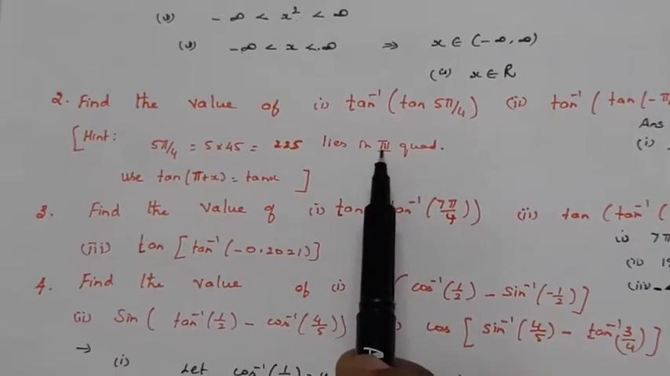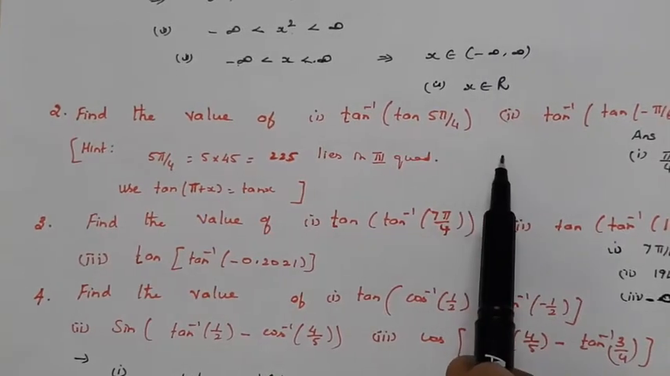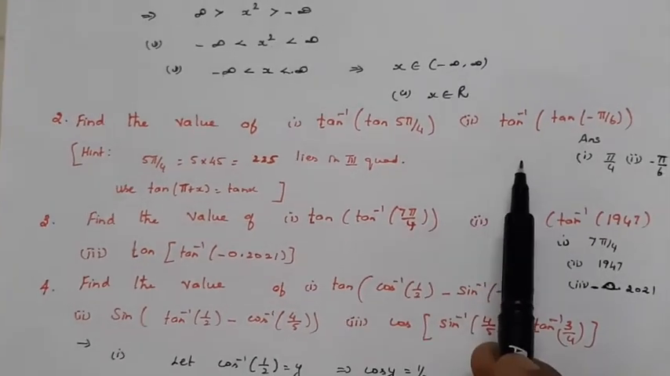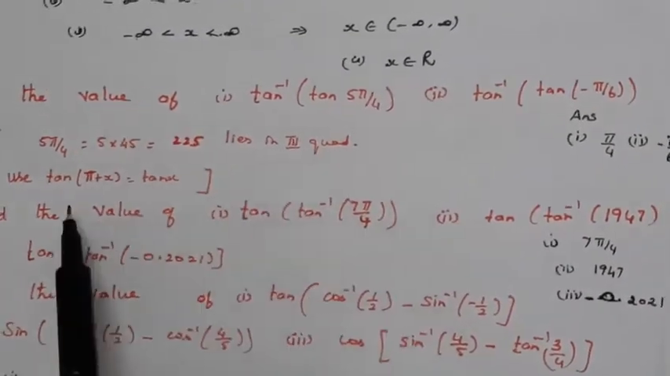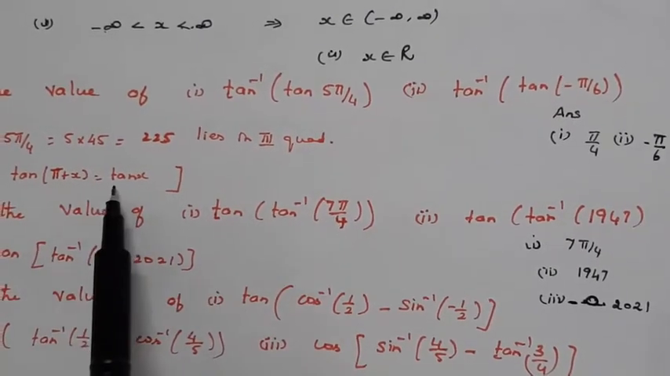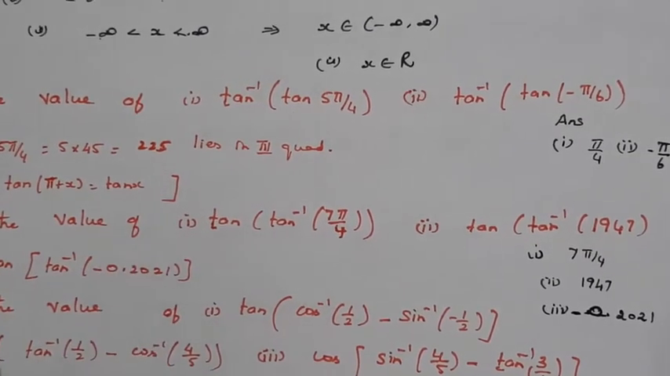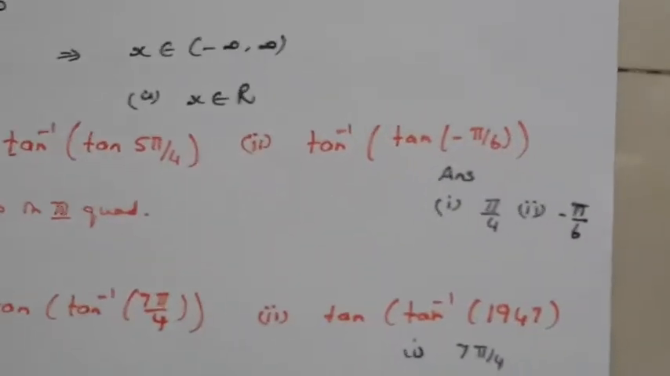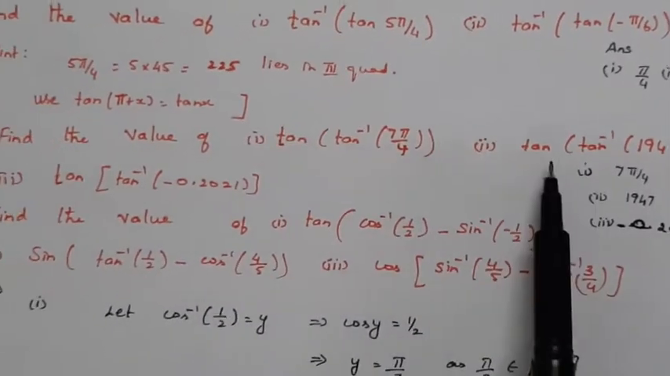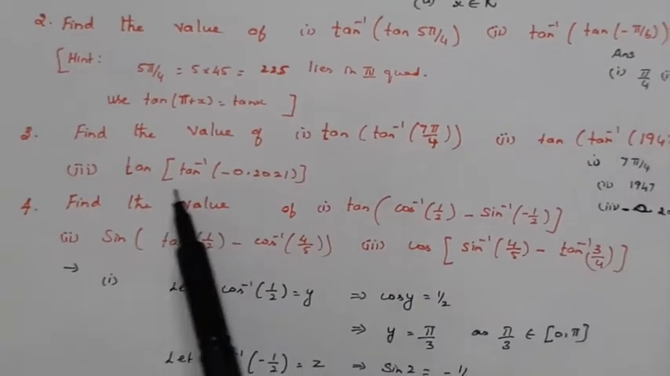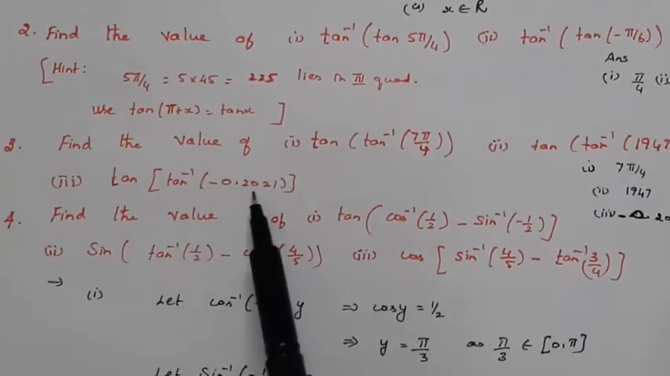When it lies in the second quadrant, you have to take tan of pi minus x equal to tan of minus x. But if it lies in the third quadrant, use this condition, tan of pi plus x is equal to tan x, and find x. Okay. Then the third question is find the value of tan inverse of tan 7 pi by 4, tan of tan inverse of 1947, and tan of tan inverse of minus 0.2021.